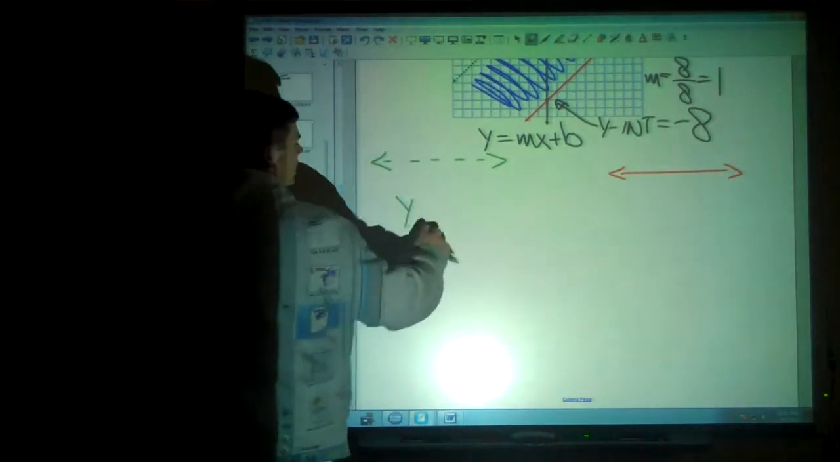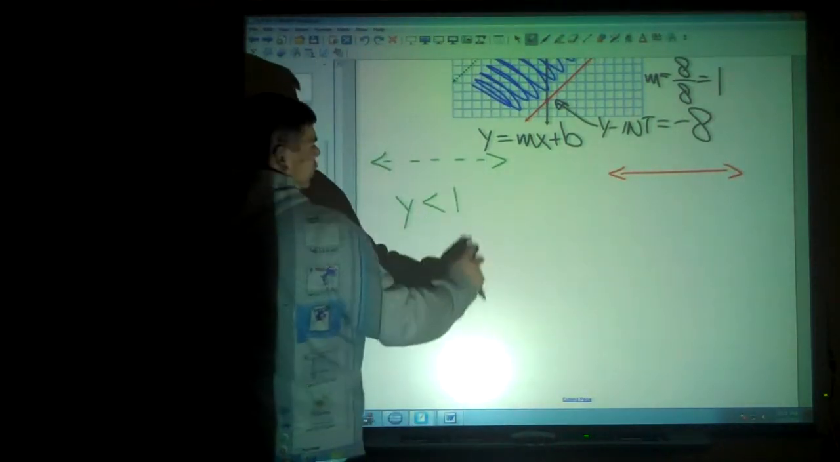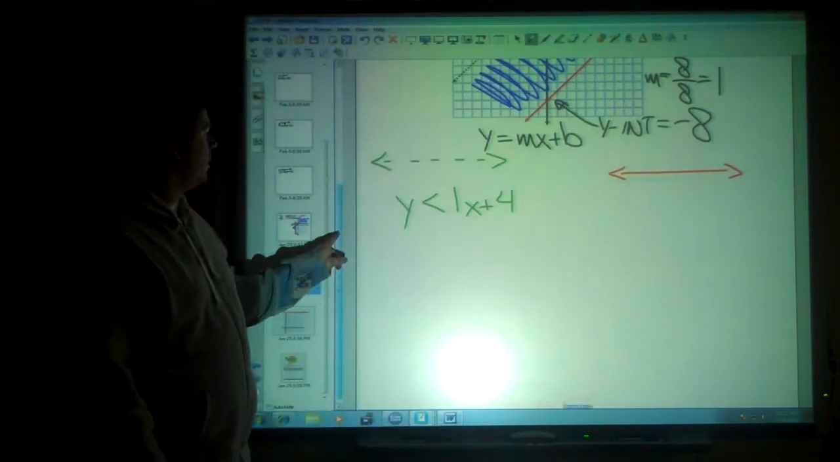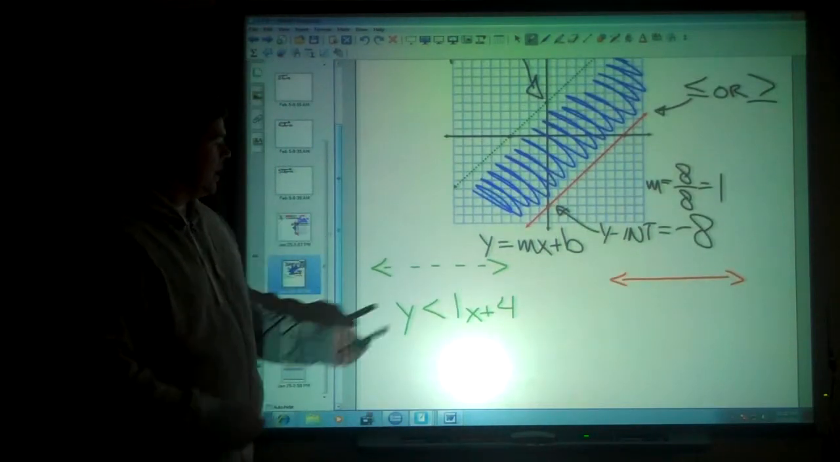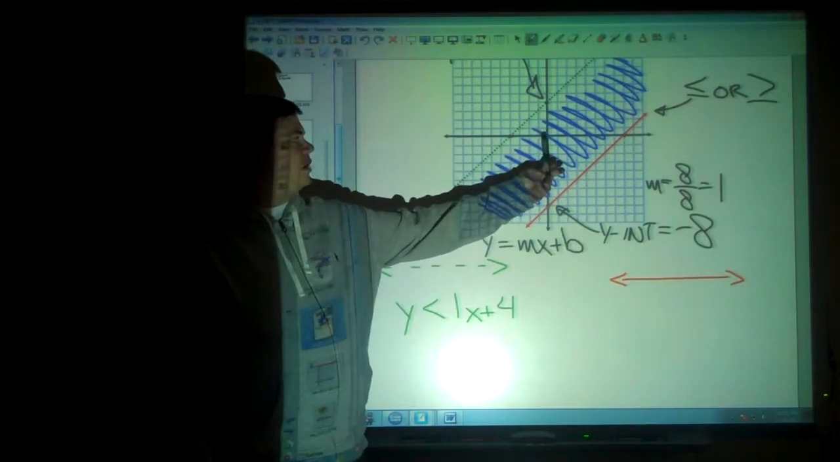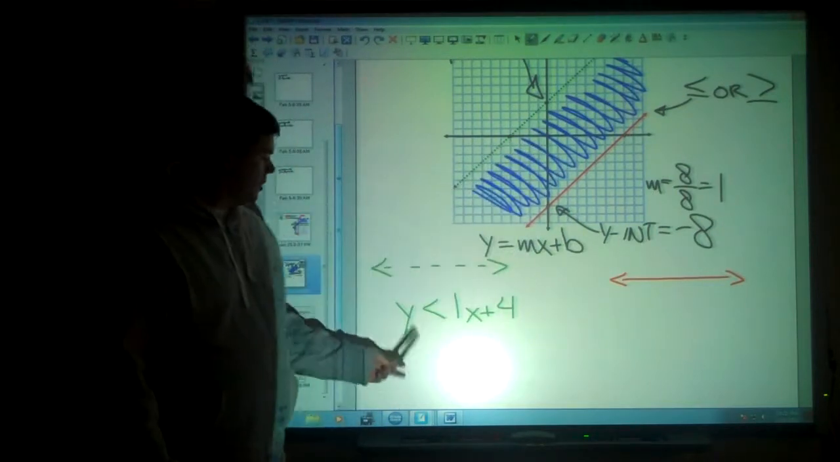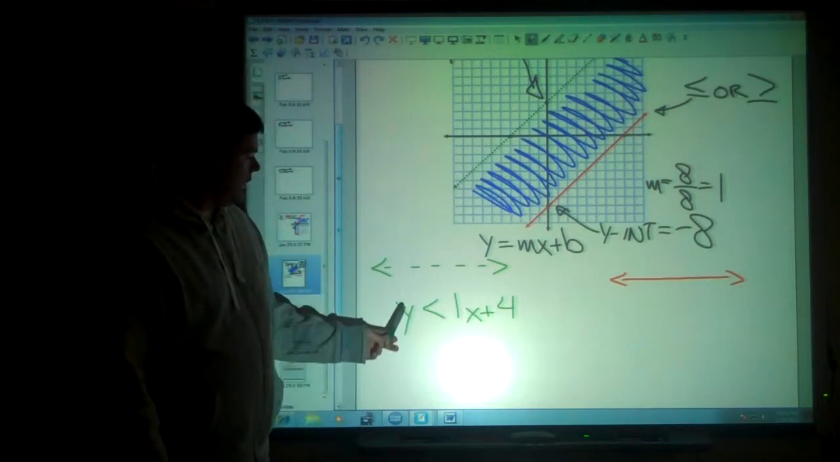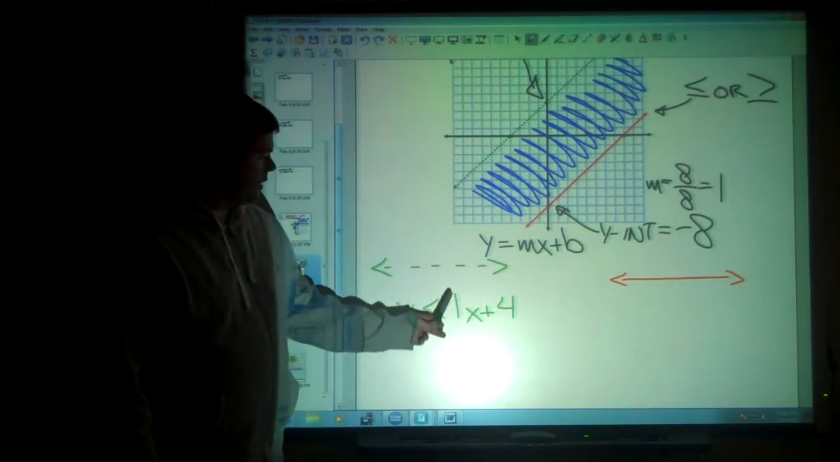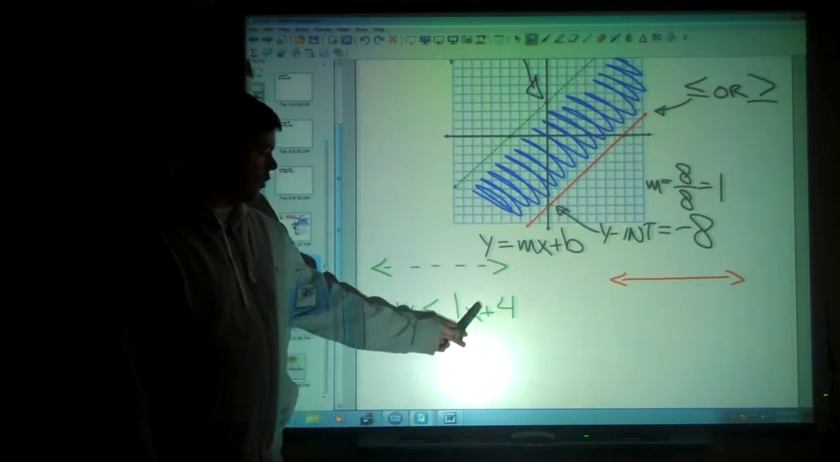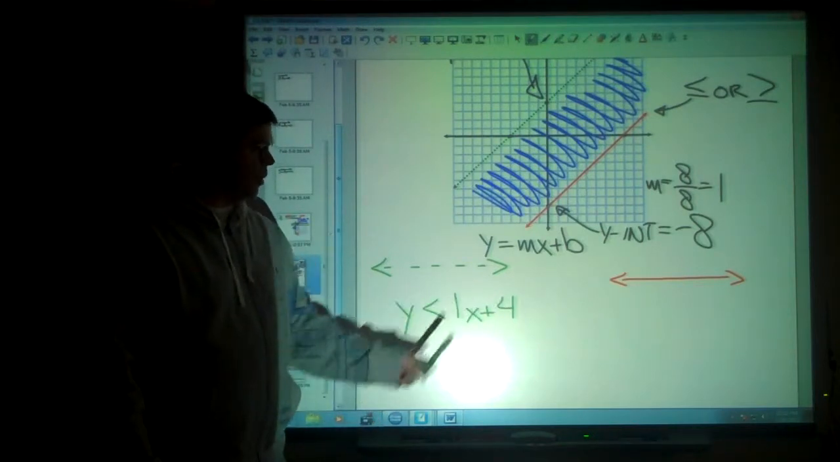And I'll say y is less than, I said the slope was 1x plus 4. This might not be the right answer. I'm going to look and see. If it is the right answer, I should be able to put 0, 0 in and have it work. So I put 0 in for y, I put 0 in for x. Is 0 less than 1 times 0 plus 4? Well, 1 times 0 is 0, plus 4 is 4. So is 0 less than 4?